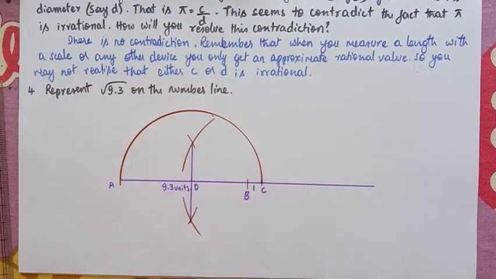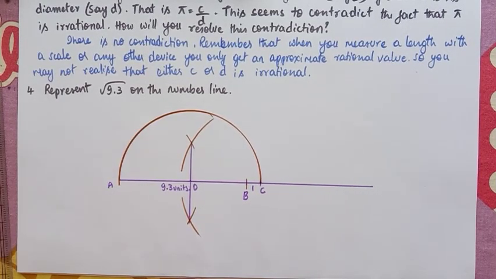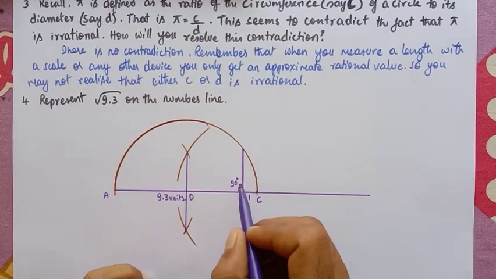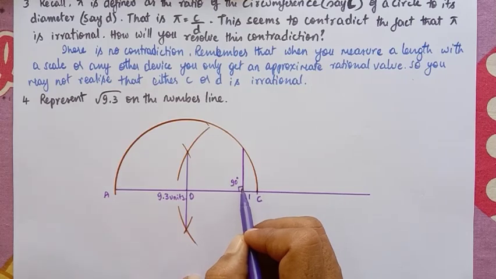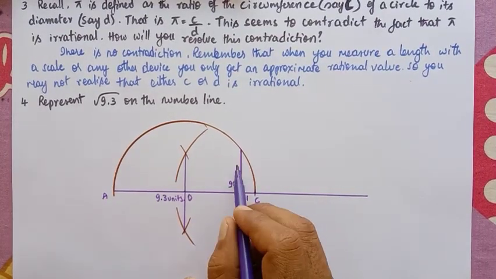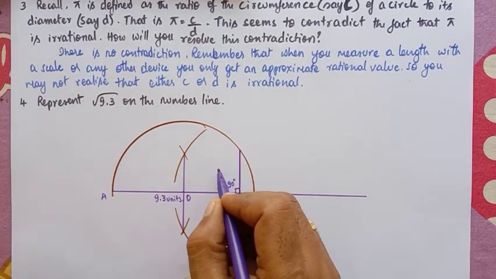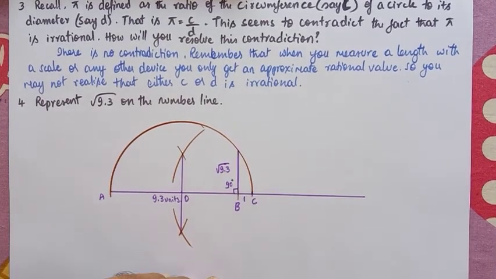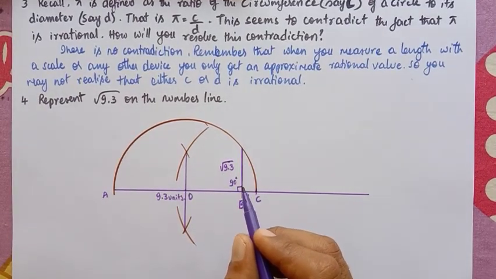Yes, right? And then afterwards, at B, I will draw a perpendicular. With the help of the protractor, you draw a line here, measure an angle of 90 degrees and draw a line. The length of this line will be equal to the square root of 9.3. So this length is square root of 9.3. This completes.